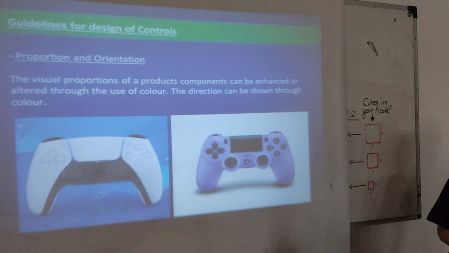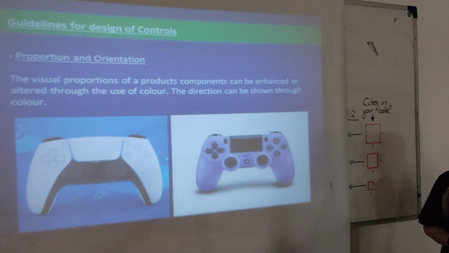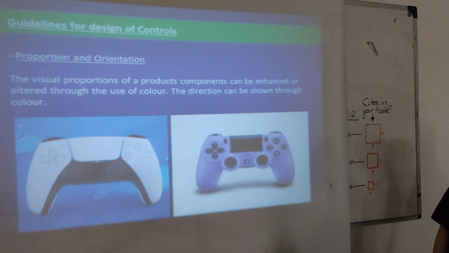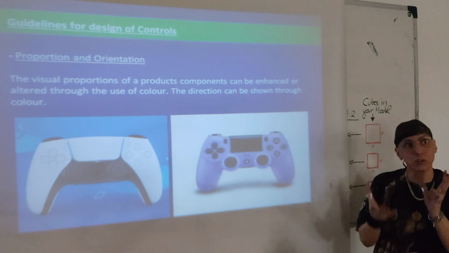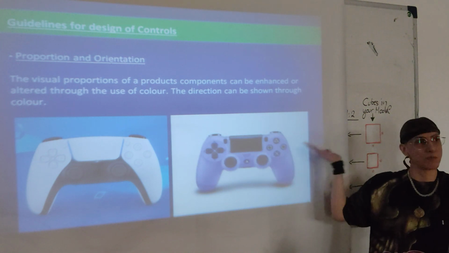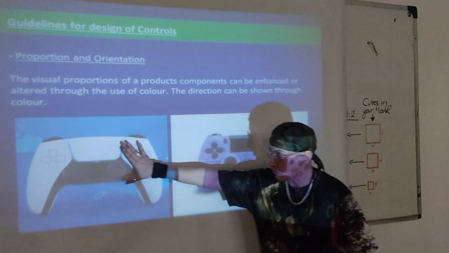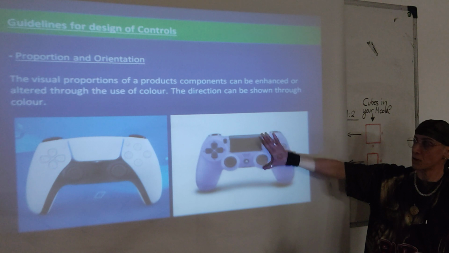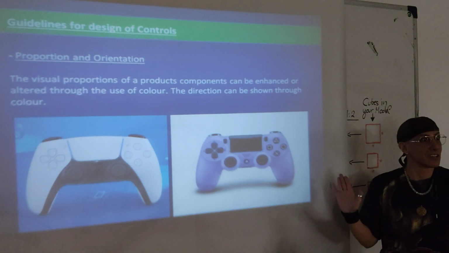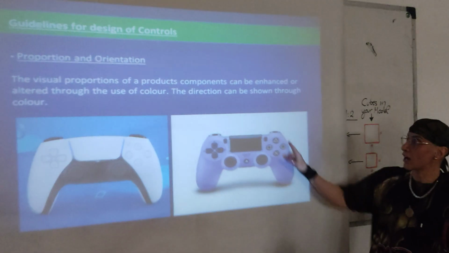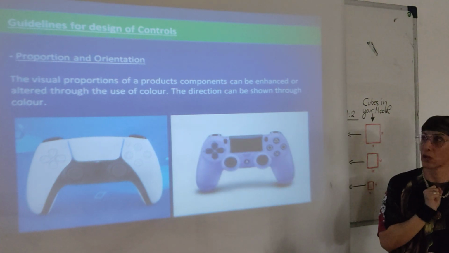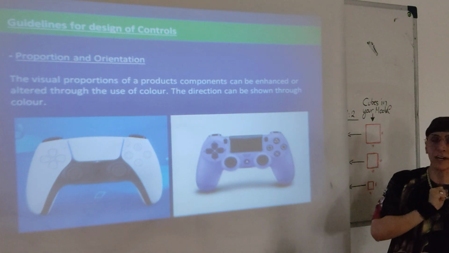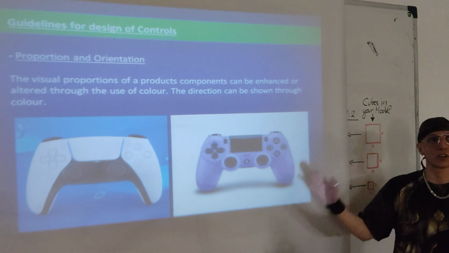Proportion and orientation. Now color can serve this purpose as well. What do we mean with proportion? One part compared to another, how does it look? So if we have the same design, like let's say this is the same shape, but look how different they look. Totally different because of how the color has been organized. Okay? So the color can change the proportion of an object.